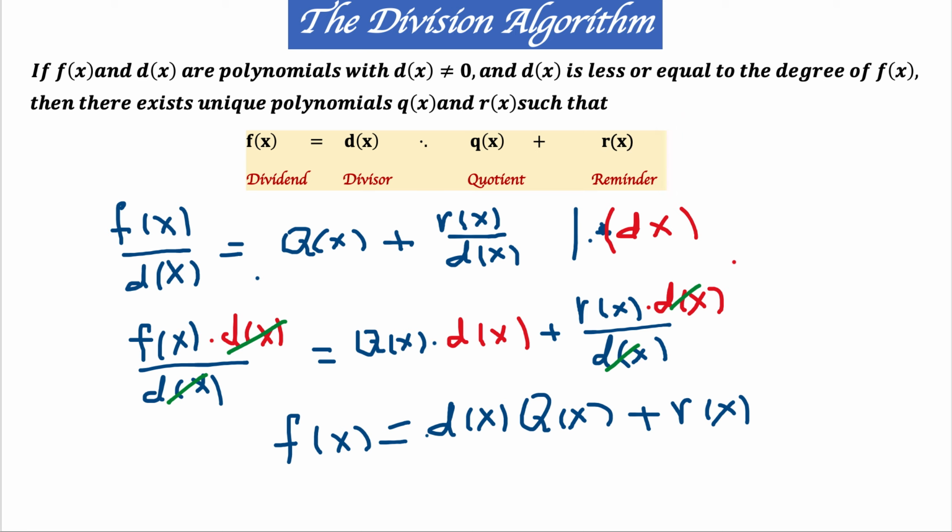So now if the remainder r of x is equal to 0, then d of x and q of x, both of them, are factors of the polynomial function f of x. But if r of x is different from 0, then d of x and q of x are not factors of the polynomial function f of x.